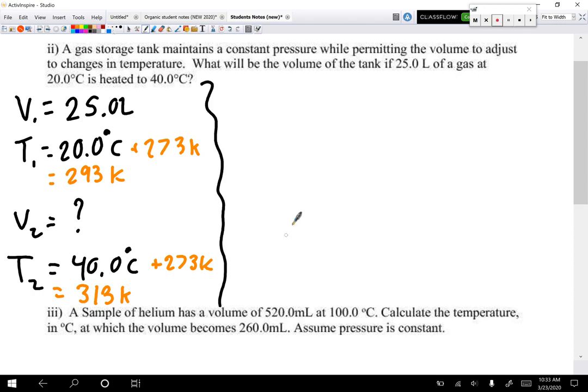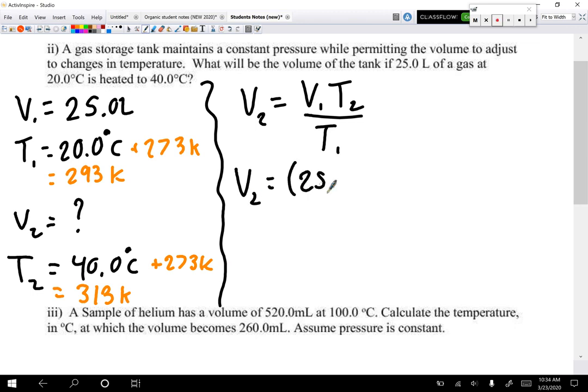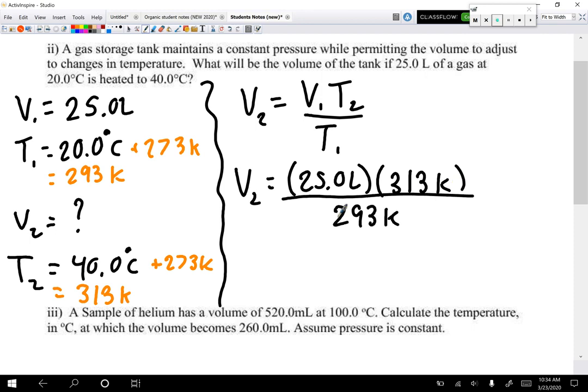Now, actually in this one we are solving for V2, so I'm not going to show the rearranging of the equation again just because we had it on the previous page. So if you want to go back, just rewatch the first little bit and see how I rearranged that one. But anyway, from the rearrange on our previous question, we have V2 is equal to V1 times T2 all over T1. So in this case, we have our V1, which was 25.0 liters, T2 is 313 Kelvin all over our 293 Kelvin.